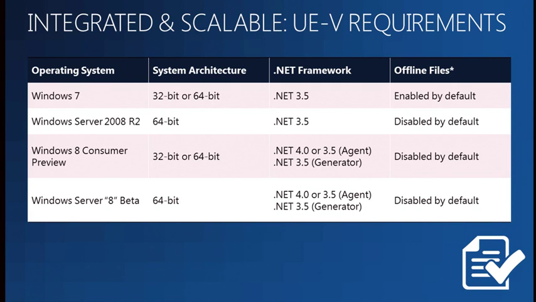The last column then, offline files. We talked about how that's a necessity if you're going to have an offline experience. Keep in mind that it's only enabled by default in Windows 7. For all of the other SKUs, including Windows Server 2008 R2, offline files will be off by default. If you need that, you need to turn them on.